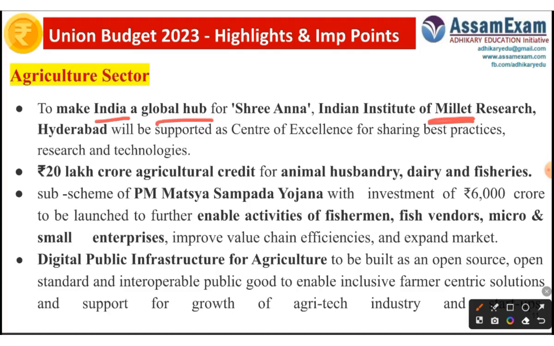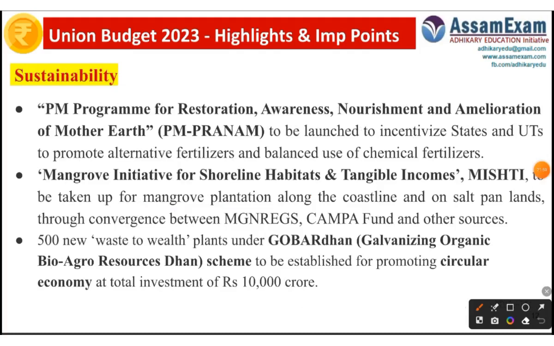Then a new scheme of Pradhan Mantri Matsya Sampada Yojana with an investment of 6,000 crore to be launched to further enable activities of fishermen, fish vendors and micro and small enterprises to improve value chain efficiencies and expand the market. Then digital public infrastructure for agriculture to be built as an open source, open standard and interoperable public good to enable inclusive farmer-centric solutions and support growth of the agri-tech industry.